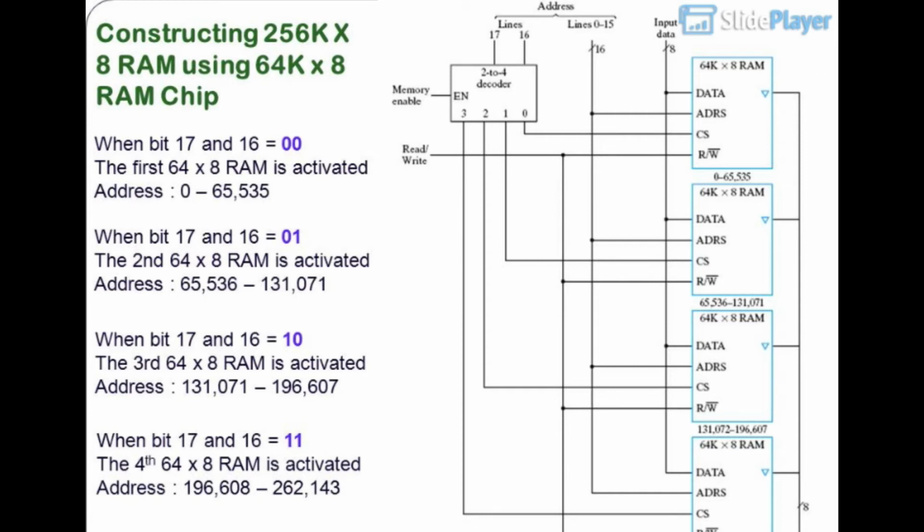When bits 17 and 16 equal 01, the second 64K x 8 RAM is activated, address 65,536 to 131,071. When bits 17 and 16 equal 10, the third 64K x 8 RAM is activated, address 131,072 to 196,607. When bits 17 and 16 equal 11, the fourth 64K x 8 RAM is activated, address 196,608 to 262,143. Figure 9.10, Morris-Mano, page 413.